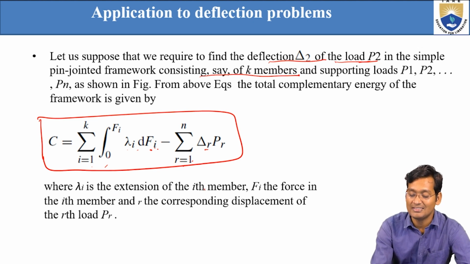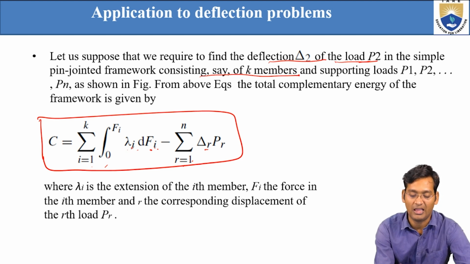Where lambda i is the extension of the ith member. For the first member, that means i equals 1, lambda i will be lambda 1, the extension in the first member. Lambda 2 will be the extension in the second member, lambda 3 the extension in the third member, and all. Fi is the force in the ith member.